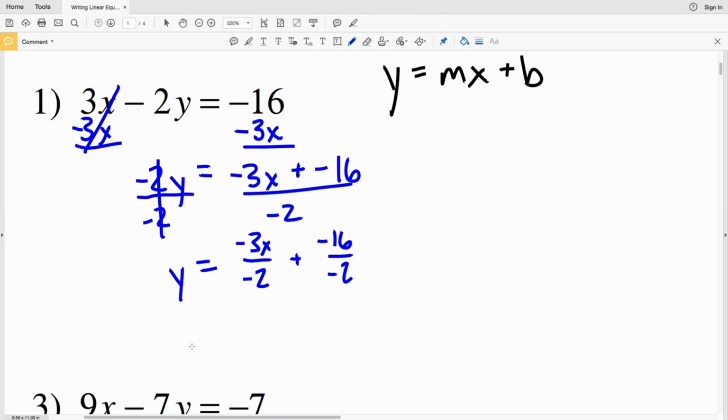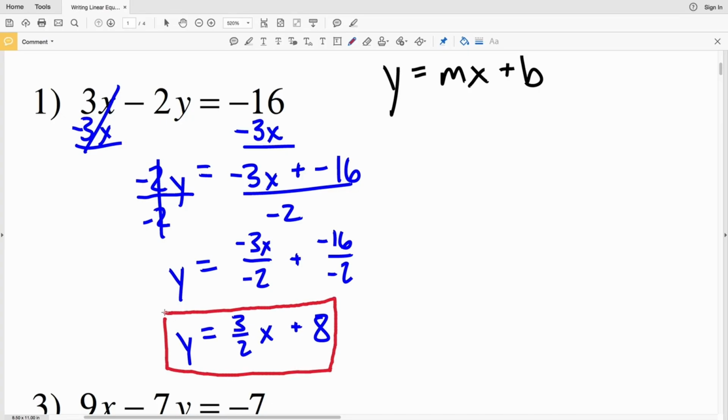Now we're going to simplify. Y equals negative 3 over negative 2 is simply a positive 3 over 2, so this will be 3 halves times x, plus negative 16 divided by negative 2. Negative divided by a negative is a positive, 16 divided by 2 is 8. So in slope-intercept form, 3x minus 2y equals negative 16 is y equals 3 halves x plus 8.